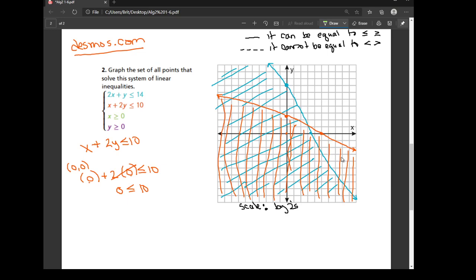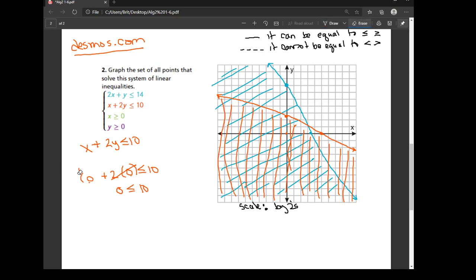Notice here, see how there's orange but there's not blue? So this wedge where there's coloring but there's not coloring of all the colors, that's not the answer. The same thing is up here. This wedge with just the blue is not the answer. It's where they're both overlapping.